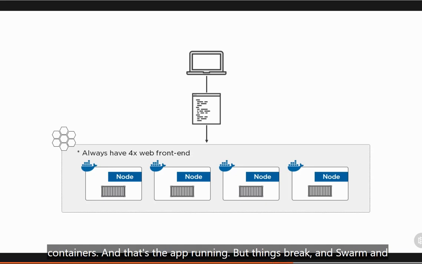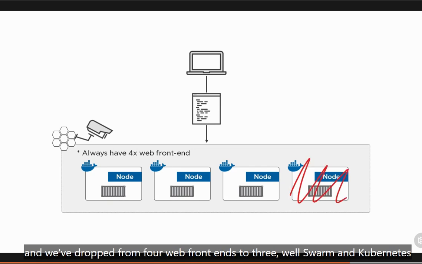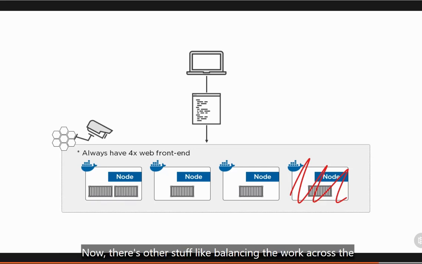But things break, right? And Swarm and Kubernetes know this. So, they're constantly observing the cluster, and anytime the actual state diverges from the desired state, maybe a node's failed and we've dropped from 4 web front ends to 3, well, Swarm and Kubernetes step in and self-heal. Now, there's other stuff like balancing the work across the cluster and rolling updates and stuff, but we've got a whole module on this coming up, so that's enough for now.